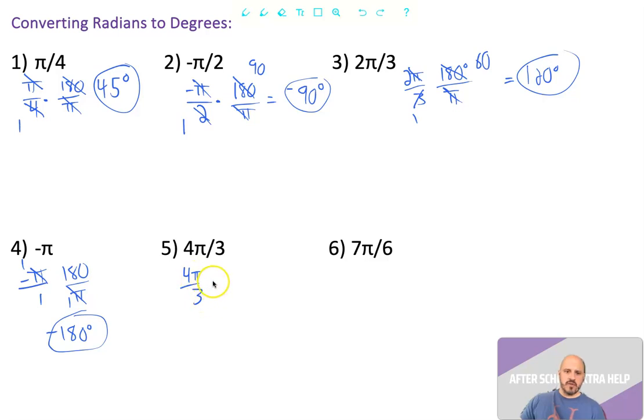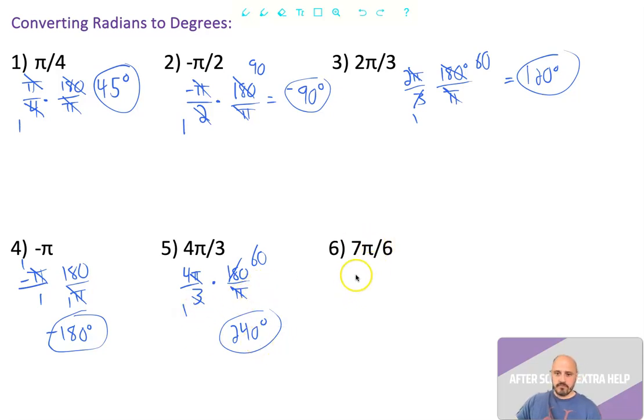All right, 4 pi over 3 times 180 over pi. Cancel my pi's. And then, just like before, we had 3 going into 180 60 times. So 4 times 60, right? 4 times 6 is 24. Add a 0, 240 degrees, right? Nothing in your denominator aside from 1.